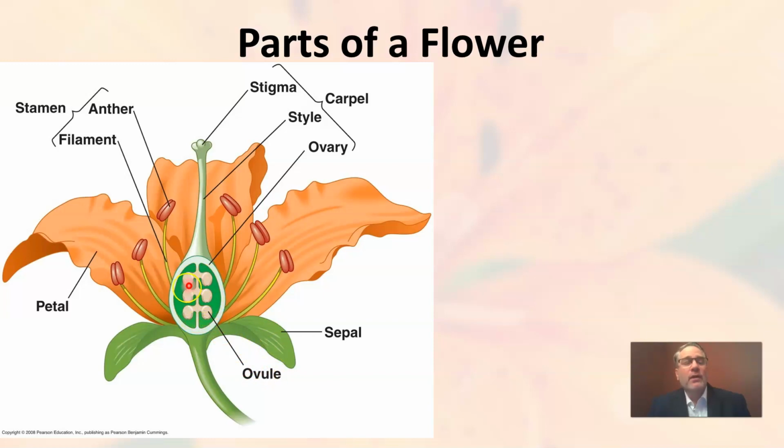These ovules are these 6 things that are shown in the center of an ovary. Together, the ovules, the ovary, the style, and the stigma make up the carpel.